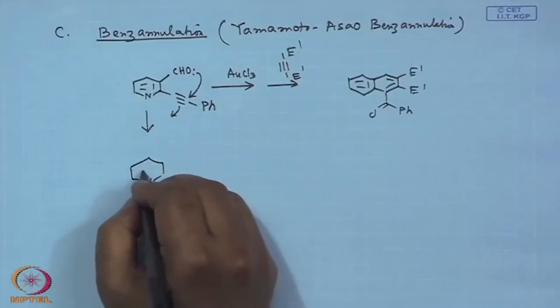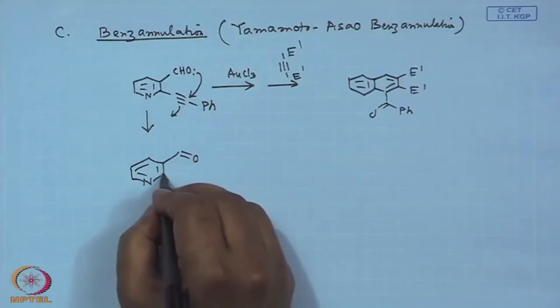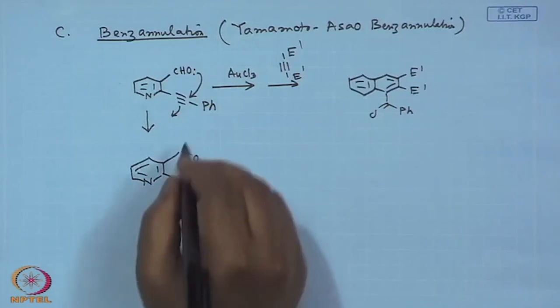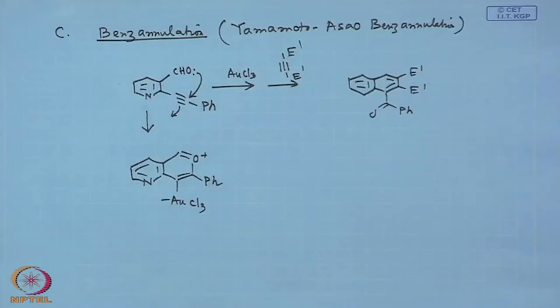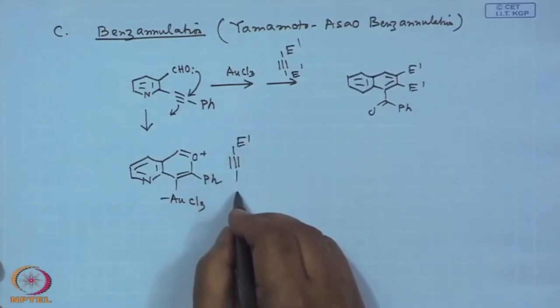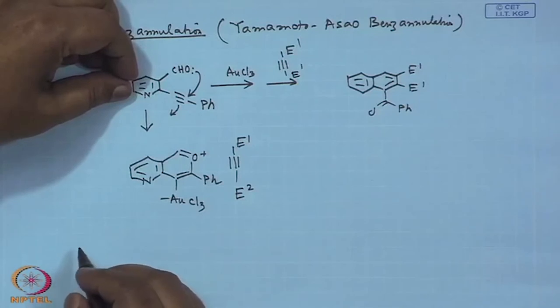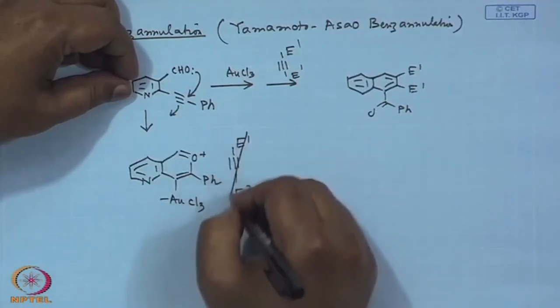So, what you do? You have let us say this oxygen now, right? Let us see if I can make it. This is plus here. That is, the oxygen lone pair attacks this sp carbon, which is activated by this gold. Now, you have these acceptors. So, what do you see here? Maybe I think I have made a mistake.